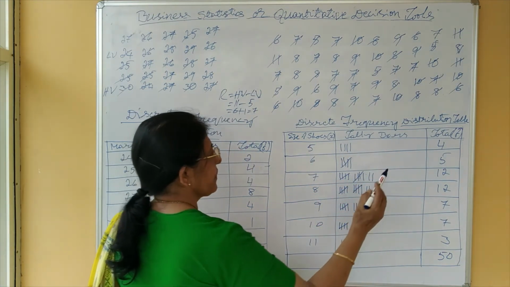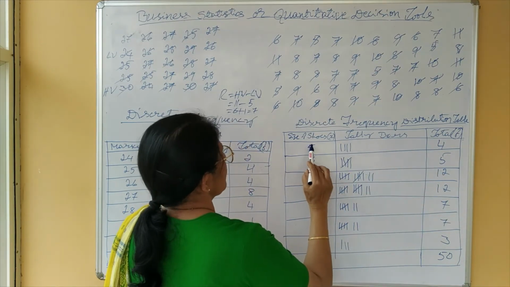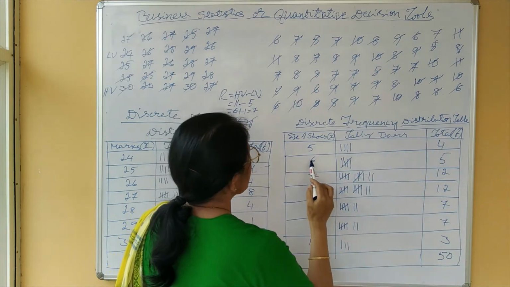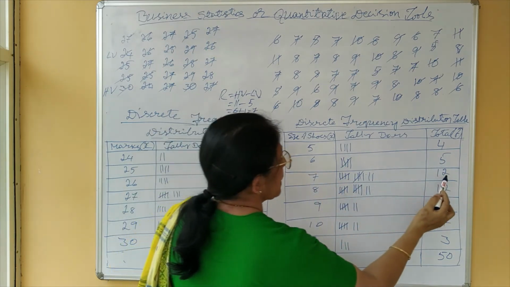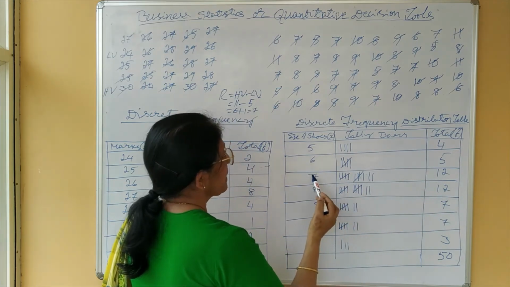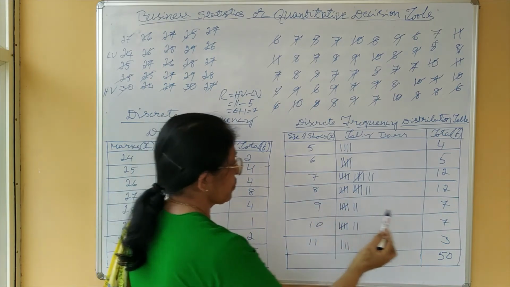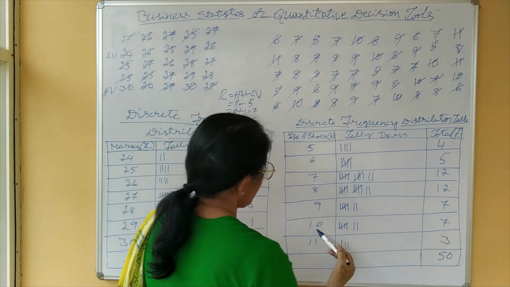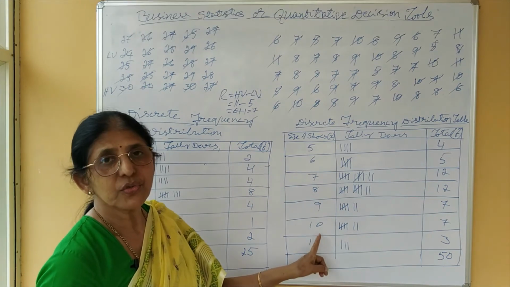Now, it shows 4 shoes of 5 inches size are sold, and 5 shoes of 6 inches size are sold, and 12 shoes of 7 inches are sold, and 12 shoes of 8 inches are sold, and 7 of 9 inches shoes are sold, and the same for 10 inches, and 3 of 11 inches shoes are sold.